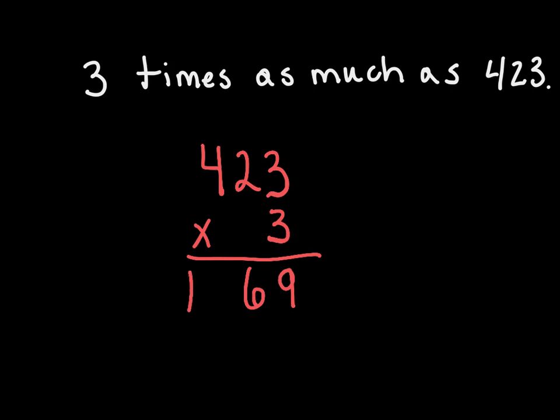And that becomes 12. So now, if we were using a place value disc, we would have to have another column to show the thousands. So 3 times as much as 423 is 1,269.